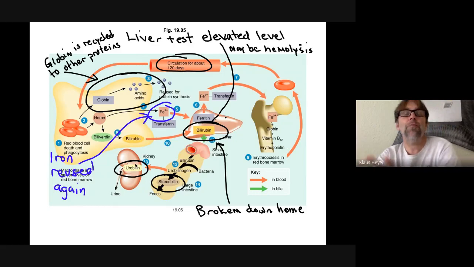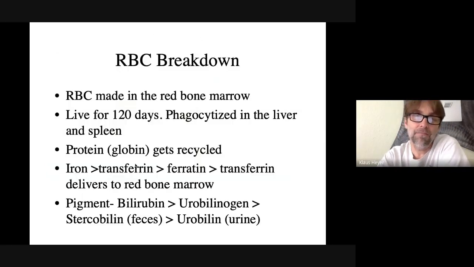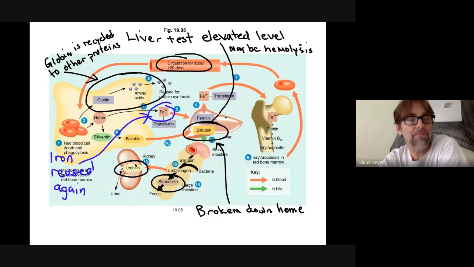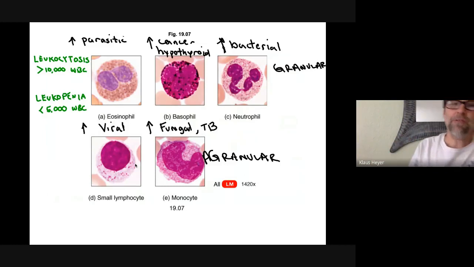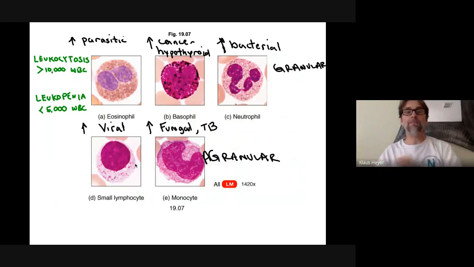And that's the hardest part of the chapter. That might make it a lot easier. This slide might be easier to deal with than that slide. But we talked about all of this. So this is the new stuff, white blood cells. White blood cells do have a nucleus, unlike red blood cells.